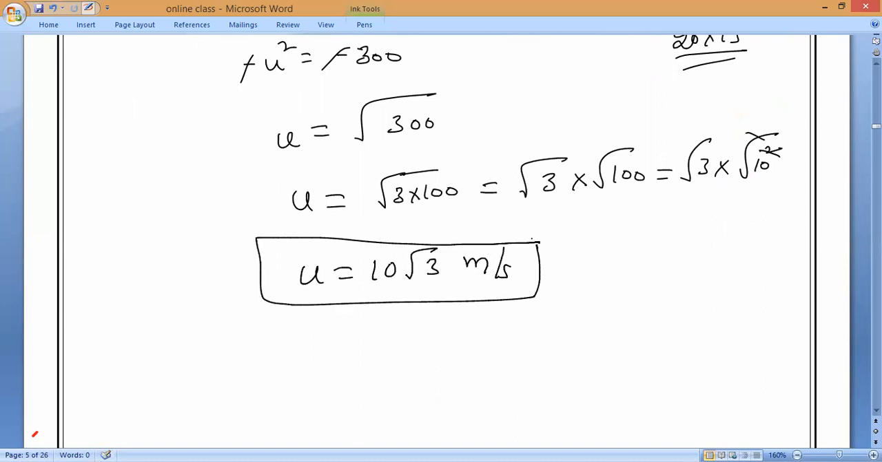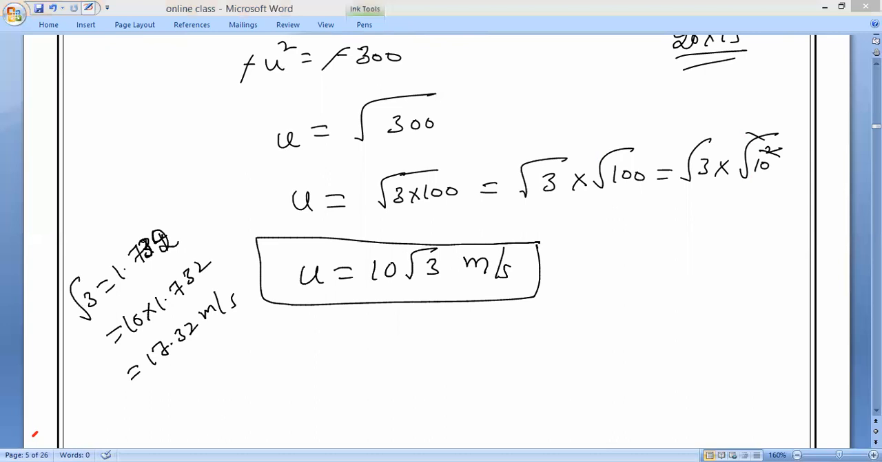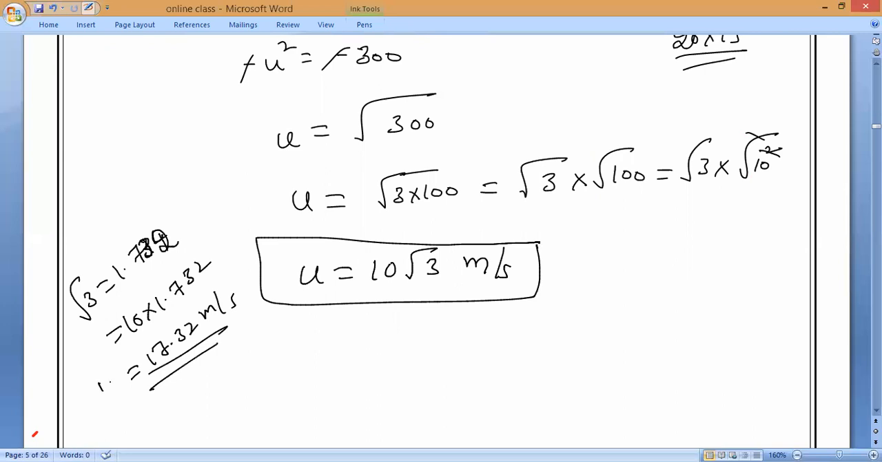Is it okay, everyone? As I taught you in the last class, root 3 value is 1.732. So if you want to find it, you can multiply 10 with 1.732. You will get around 17.32 meters per second. That is the answer, the initial velocity. Any doubt?